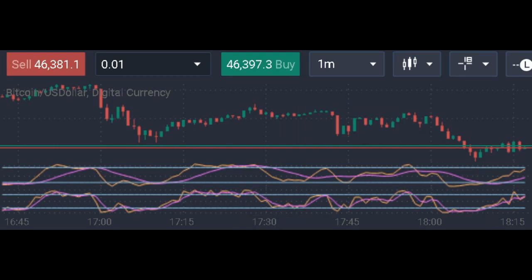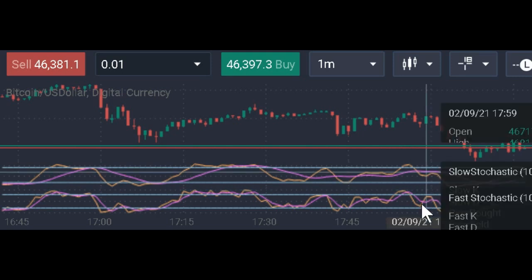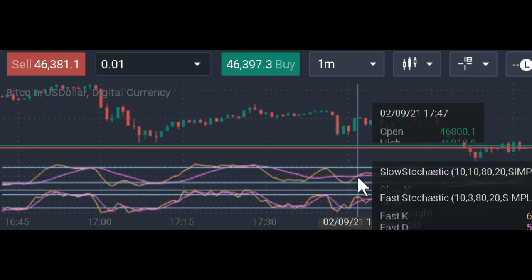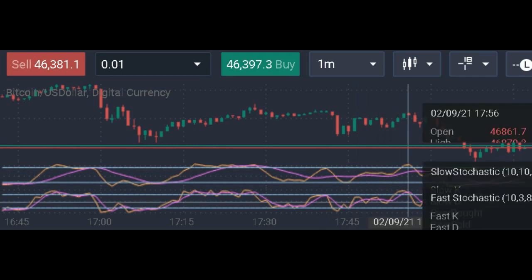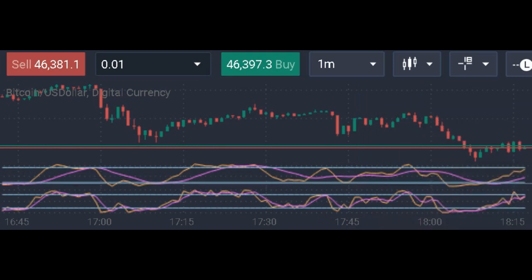Another thing that the slow and fast stochastics have in common is that they both have a faster moving line and a slower moving line. I made the faster moving line orange in both of them, and that is called the K line, the faster moving one. And then in both of these, I made the slower moving line pink, and that is the D line, the slower moving line.